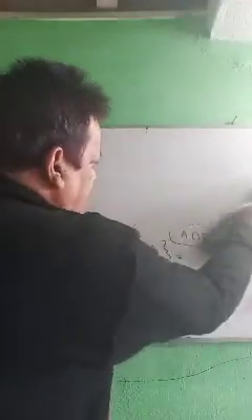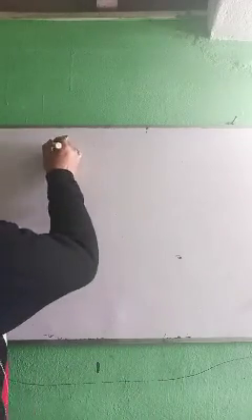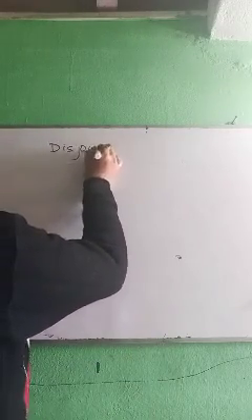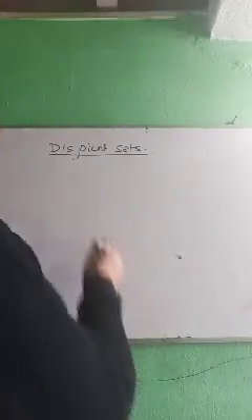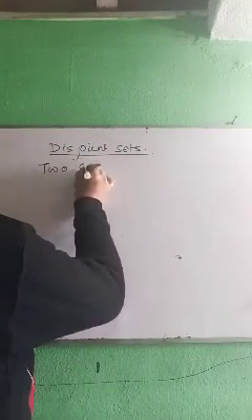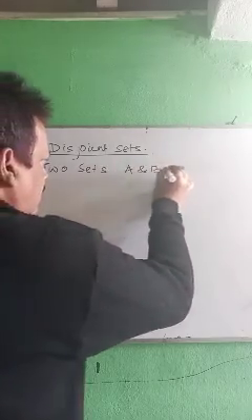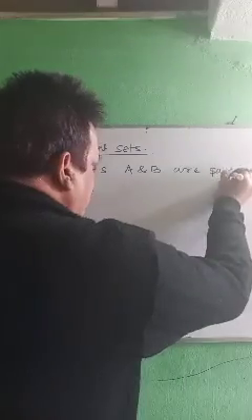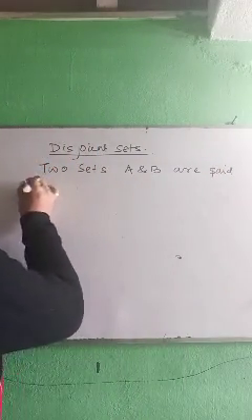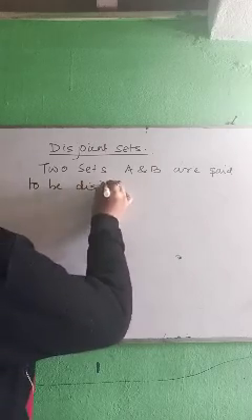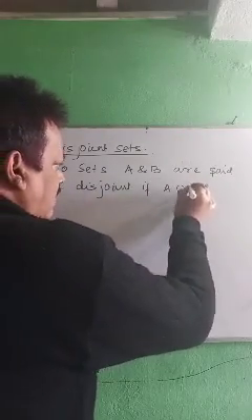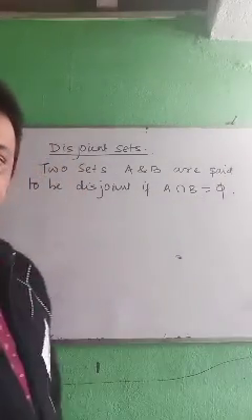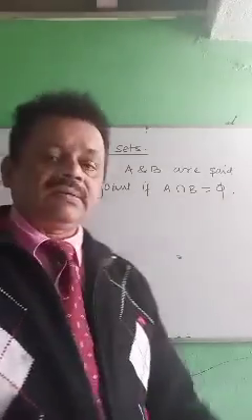That is disjoint sets. Two sets A and B are said to be disjoint if their intersection is the empty set. So two sets will be called disjoint if they don't have a common element.